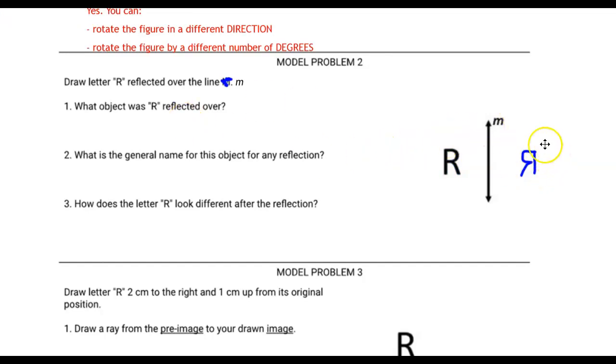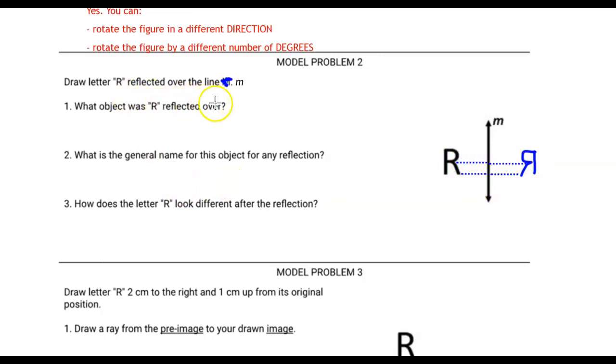There are a couple of things that you should recognize about this. Notice that R, the original shape, the pre-image, is the same distance away from the axis of reflection as the image is. I'll show you. So any point that you choose on the pre-image is going to be the same distance away as that same point on the image.